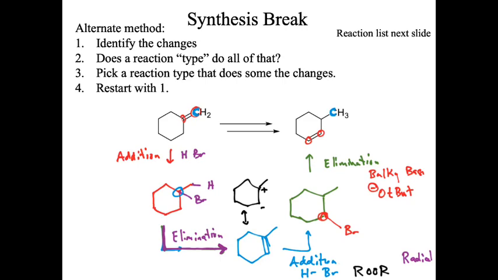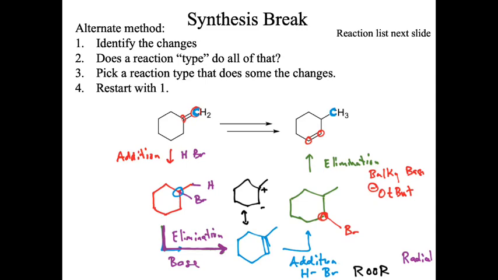What else do I typically need to do an elimination? Form a double bond. Form a double bond by doing what? Pulling off a proton. Pulling off a hydrogen. So typically with our elimination, we would add a strong base. We saw an elimination before with a bulky base. Should I write bulky base?